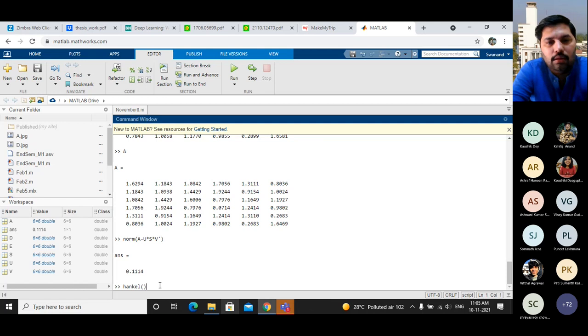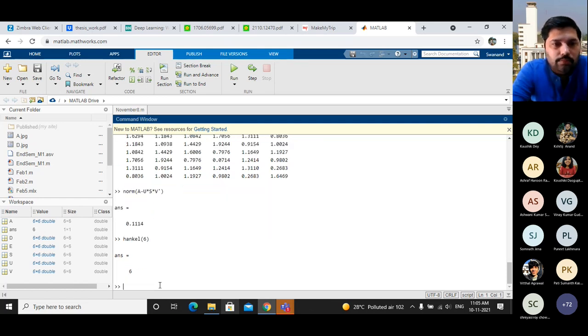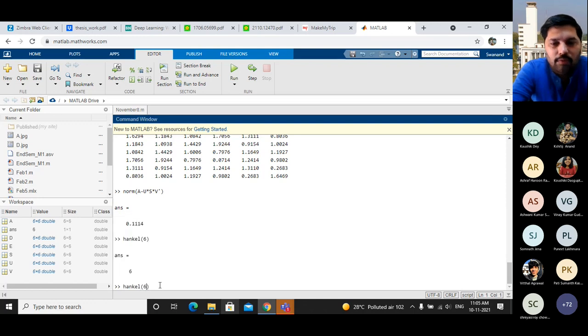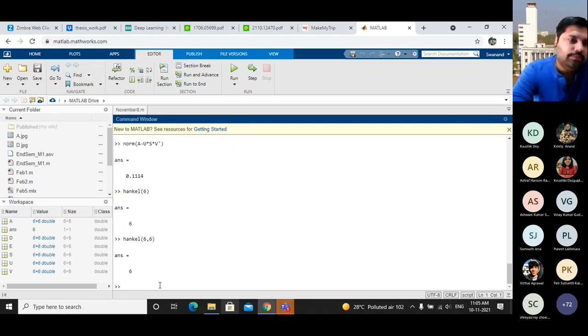Hankel. Does it? Okay, I forgot the command for Hankel matrix generation. I don't know how, otherwise I would have demonstrated how the Hankel matrix and its SVD will not match. I would have shown, but I forgot how it is done.